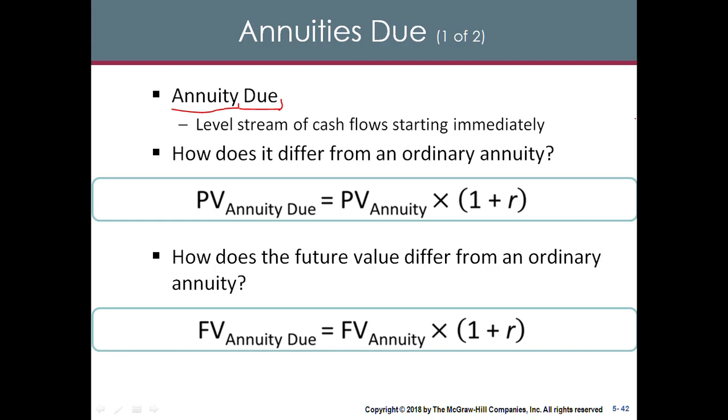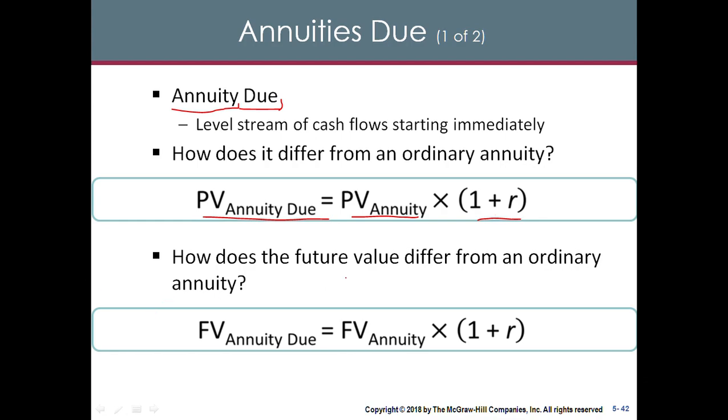It's different from an annuity because in an annuity, the payment starts only at the end of the first year, and the formula also differs a little bit. Basically, if you want to calculate the PV of the annuity due, you first calculate the PV of the annuity and then just compound it for 1 year. That is, multiply by 1 plus R.